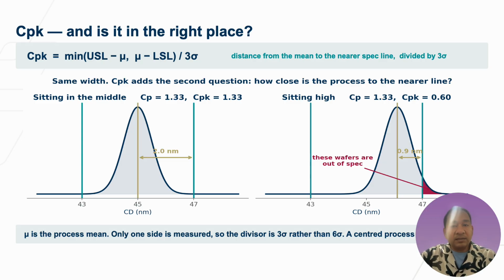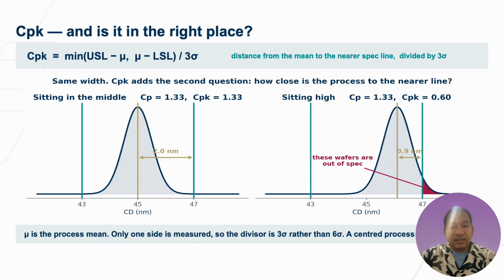And look at what that means physically. The red area is the wafers landing outside the specification, on the process whose CP still reads a respectable 1.33. CPK measures from the process mean to whichever spec line is closer, divided by 3 sigma. It is 3 rather than 6 because you are only measuring one side.